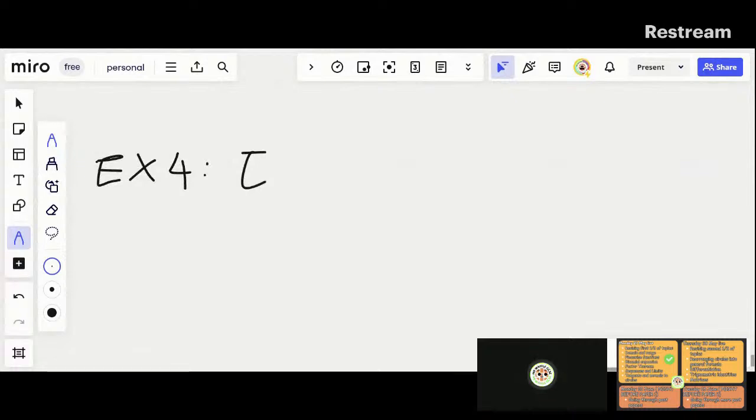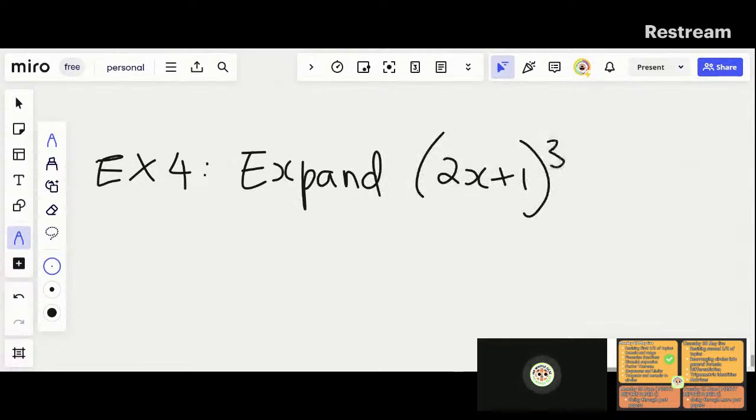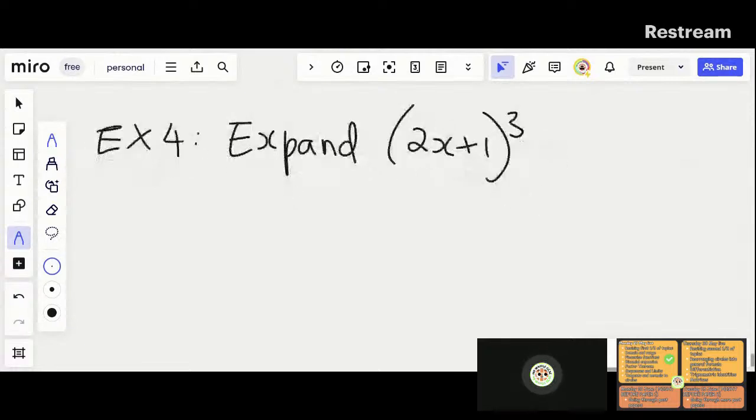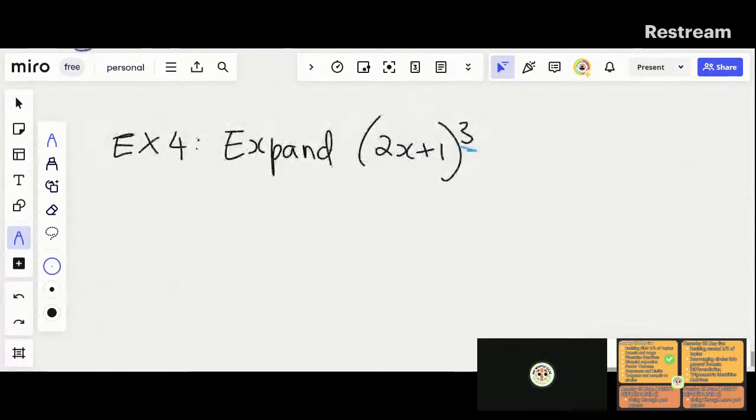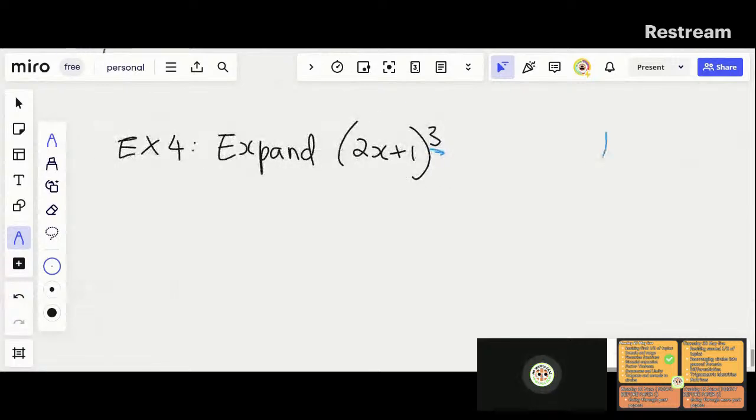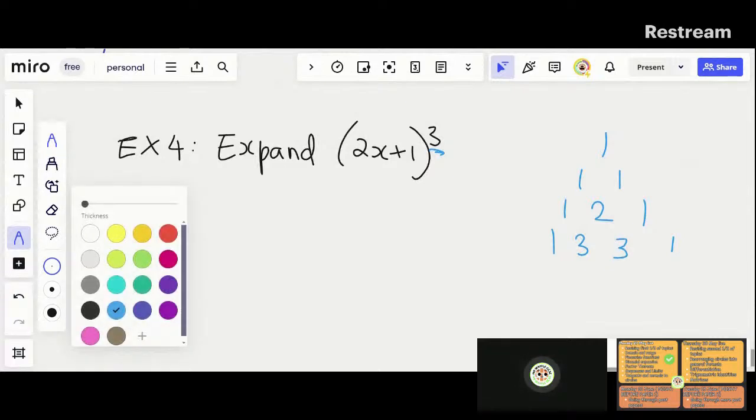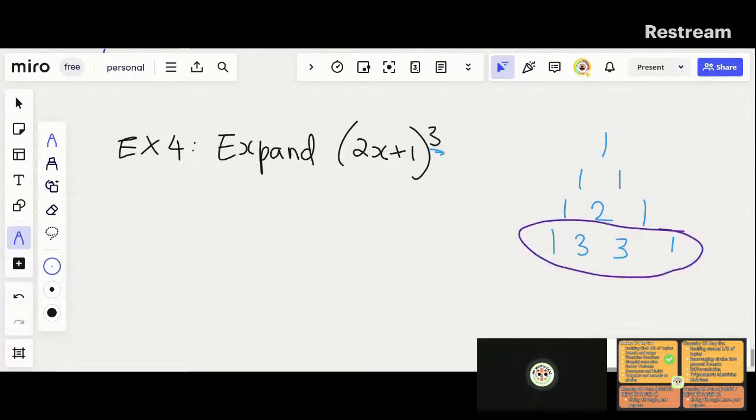I think this is example 4: expand 2x plus 1 cubed. So what you want to do here is view this as your first value, and this as your second value. Again, we've got 3, so we draw a Pascal's triangle. Find the row where we've got the most 3. So this is our row that we care about, and we now expand.